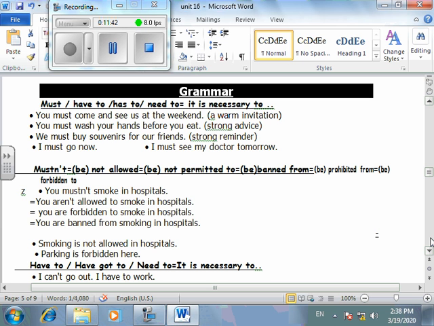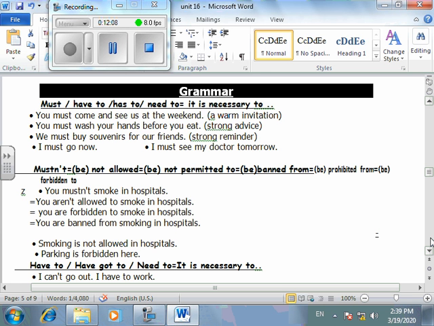Number three, we must buy souvenirs for our friends. You know, souvenirs, of course, they are gifts or presents. We buy them to remember a country we have visited. This is called a strong reminder. I must go now. I must see my doctor tomorrow. These are all different usages for the modal verb must.